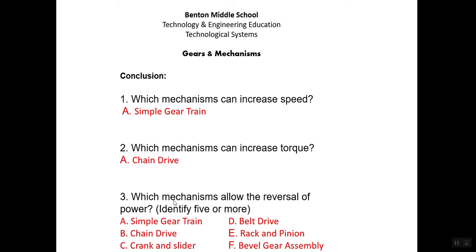For number three, which mechanisms allow the reversal of power? Name five or more, or identify five or more. I found the simple gear train system, powers are reversible, chain drive, the crank and slider, the belt drive, the rack and pinion, the bevel gear assembly. All of those, the power can be reversed.